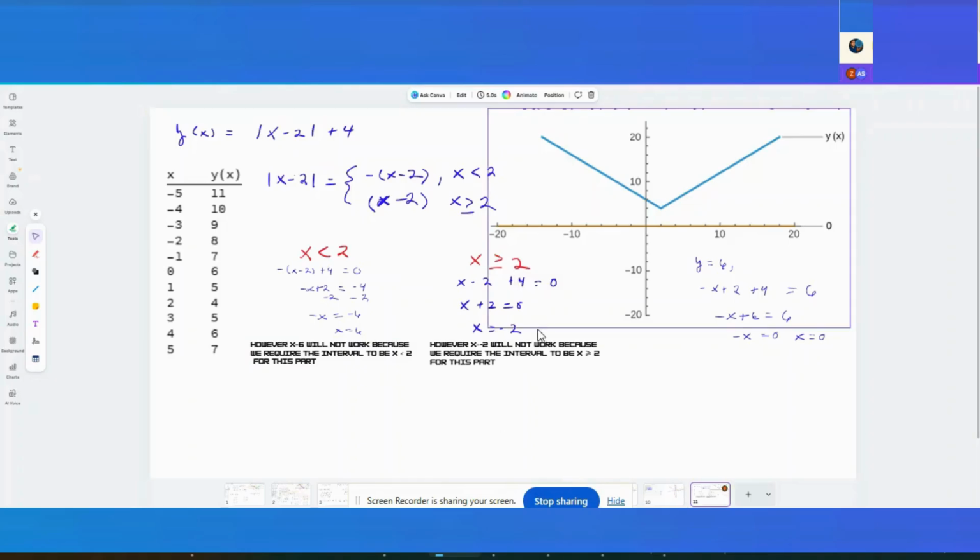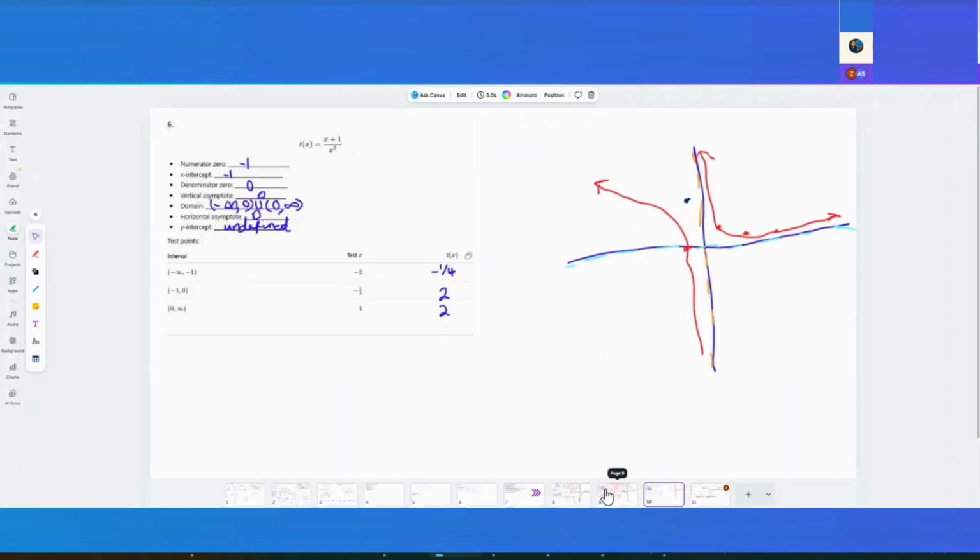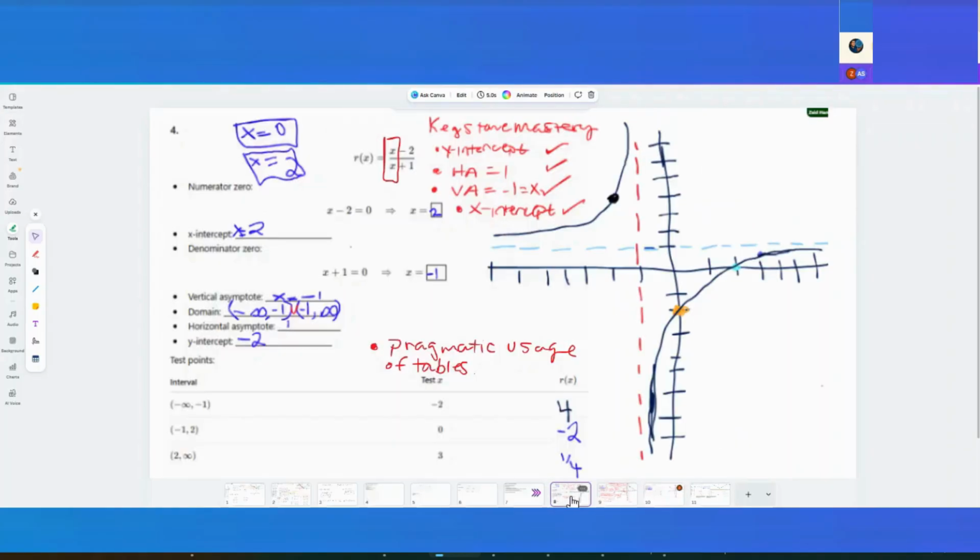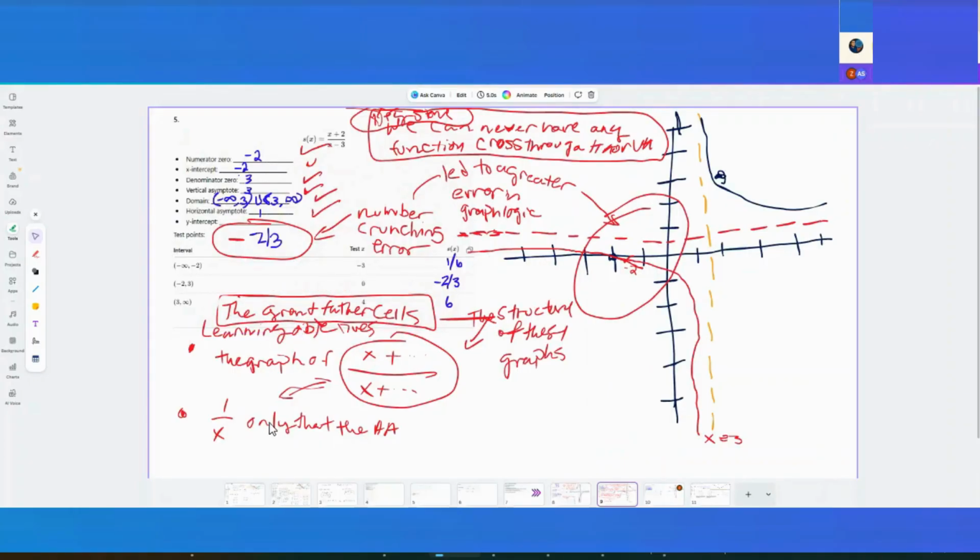So now the keystones we just unraveled on the last one is that you understood the y-intercept, the horizontal asymptote, the vertical asymptote, the x-intercept, and pragmatic usage of tables. You understood the behavior of this graph and how it relates to the other one, even when the horizontal asymptote is on the x-axis. These are very powerful thoughts. You made one, and you understood a new keystone: you can never have any function cross through the horizontal asymptote or vertical asymptote.